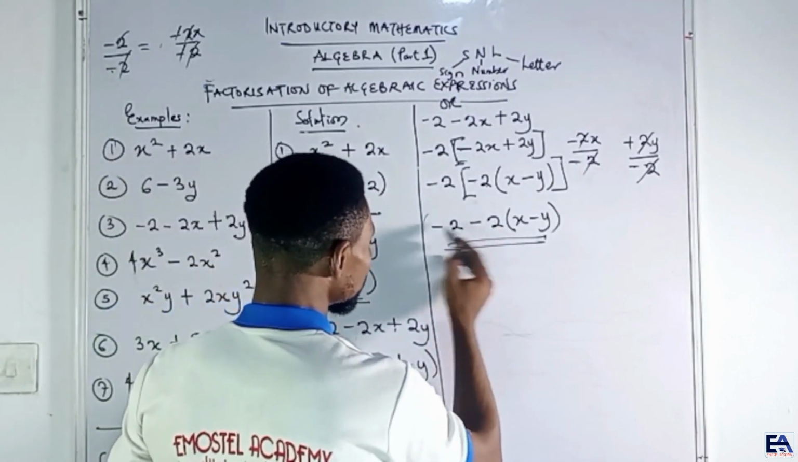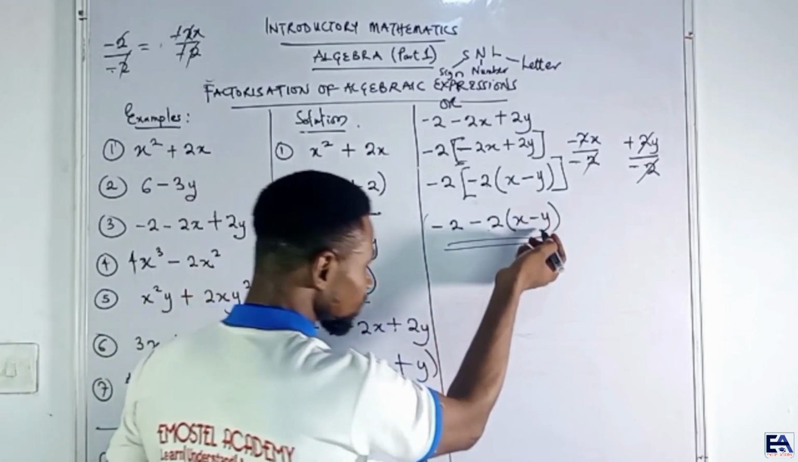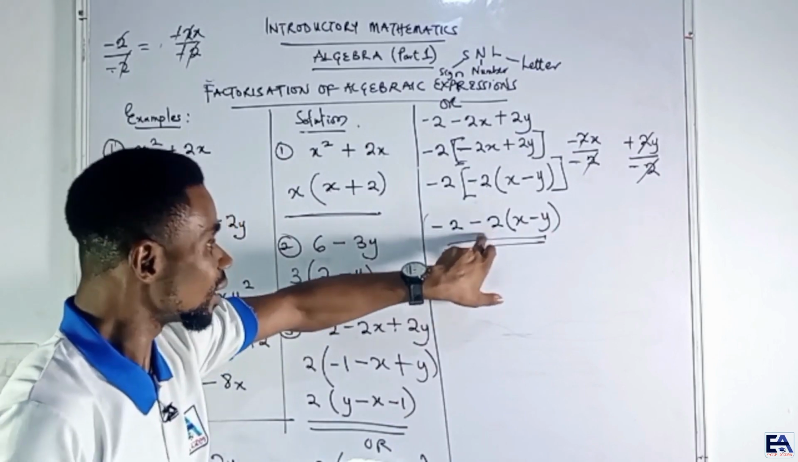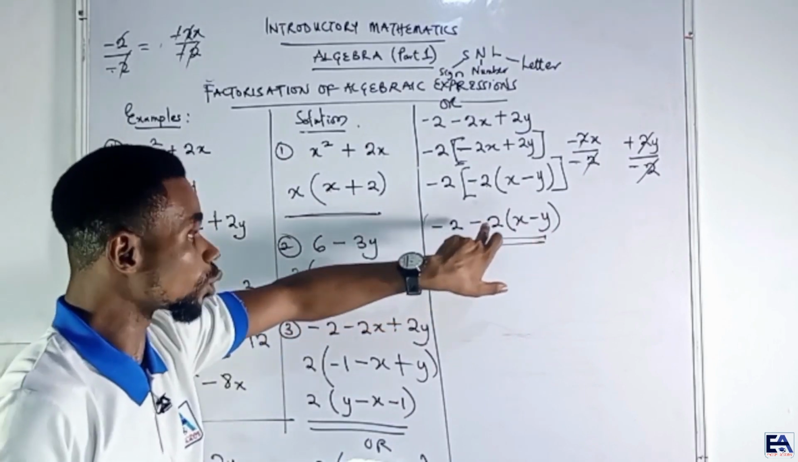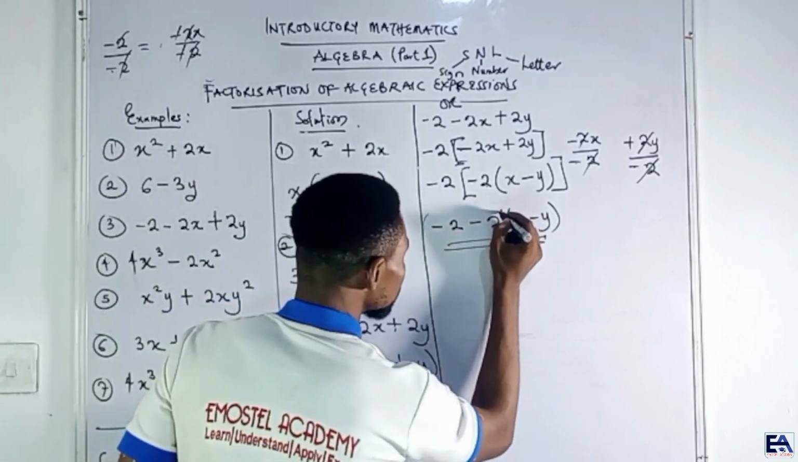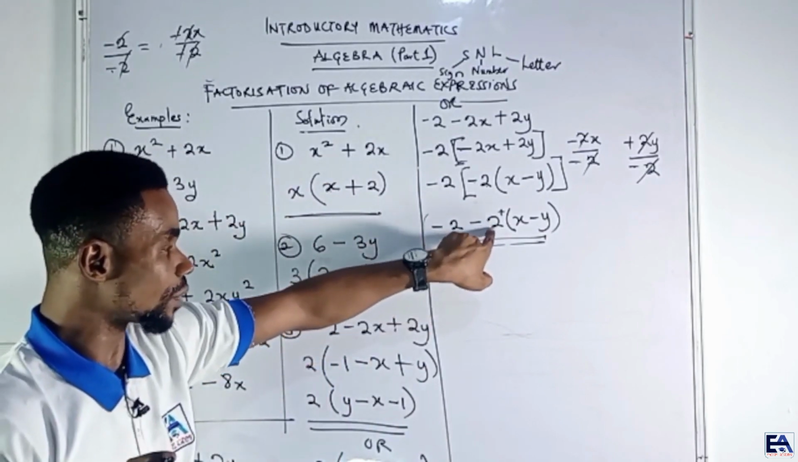decide to factorize here, because this 2 is not standing alone. The 2 is attached to a bracket. The 2 that you are seeing here, the minus 2 here, is attached to a bracket. If it was standing alone, you are very free. Maybe there was a plus in between. No problem, it's free. Then it's not considered to be attached to the bracket.